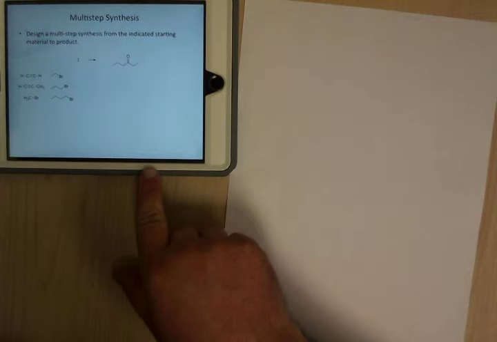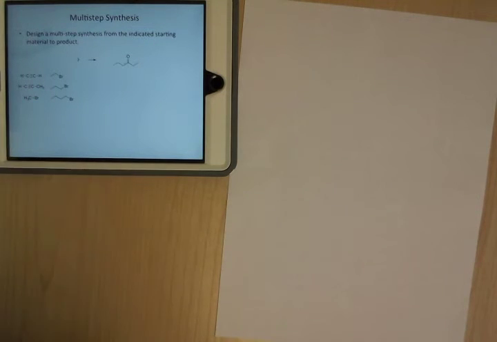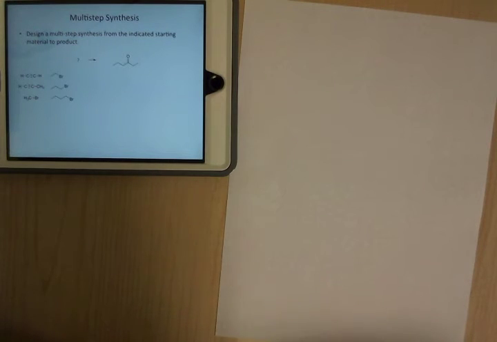Okay, multi-step synthesis. This is probably going to be the quirkier part of what you need to know. Some of the students have a hard time. If you're struggling with this, don't be too worried that everybody else is getting it and you're not. That's not what's going to happen. Everybody struggles with this in the beginning.